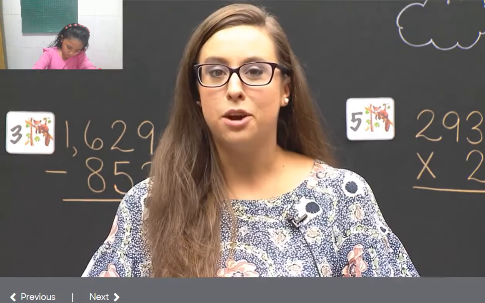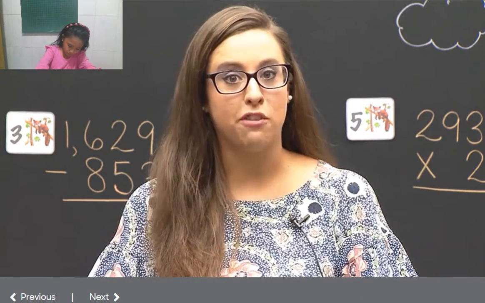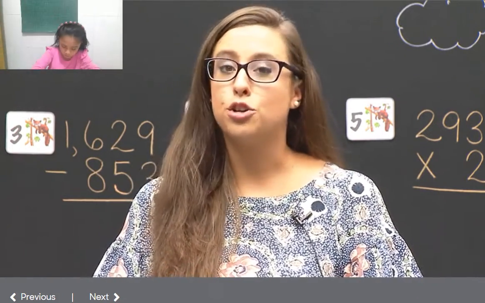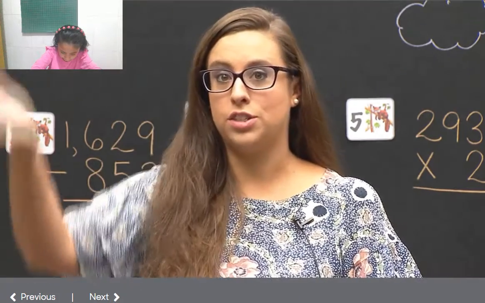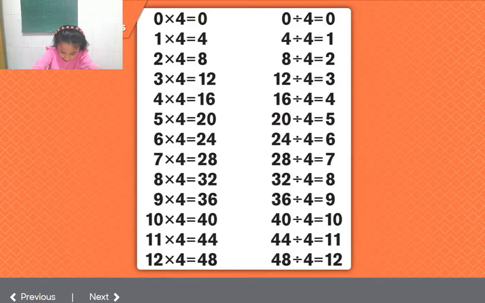Welcome to Arithmetic. Let's start by reviewing some facts. We're starting with our 4 multiplication family. Girls, you're going to start, and boys, you will echo. Girls, stand. 0 times 4. Together, begin. 0 times 4 equals 0.